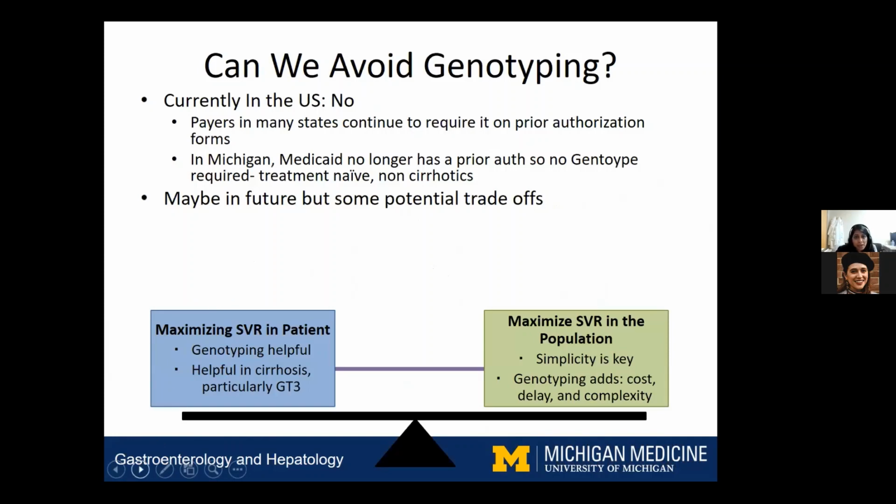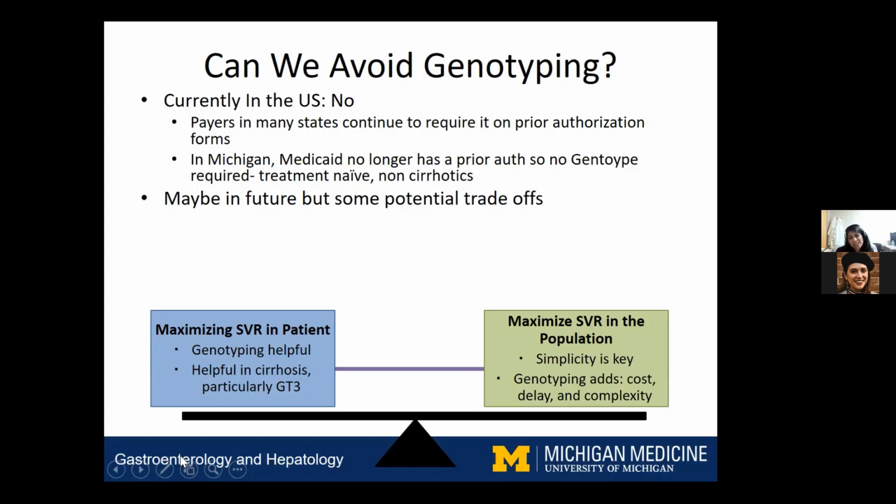So where are we at in terms of whether or not we can avoid genotyping? I would say the short answer to this question currently in the United States is not quite yet, no. Payers in many states still continue to require the genotype be reported on what's called a prior authorization form. It's a form that in many places is required on behalf of the payer to submit. And one of the boxes most commonly on this form includes what subtype or genotype. So this is an additional blood test.